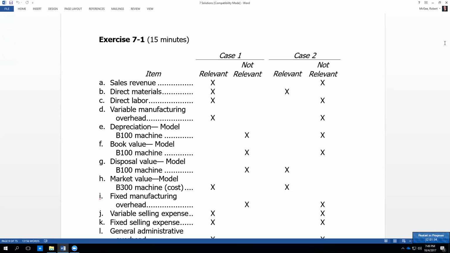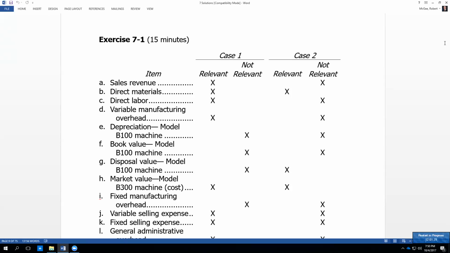Part D, variable manufacturing overhead, that would be irrelevant because they said, based on the fact situation, the only thing that changes is material, and overhead is not material, so that wouldn't change, therefore it's not relevant. Depreciation on the B100 machine is not relevant because they're going to get rid of it.